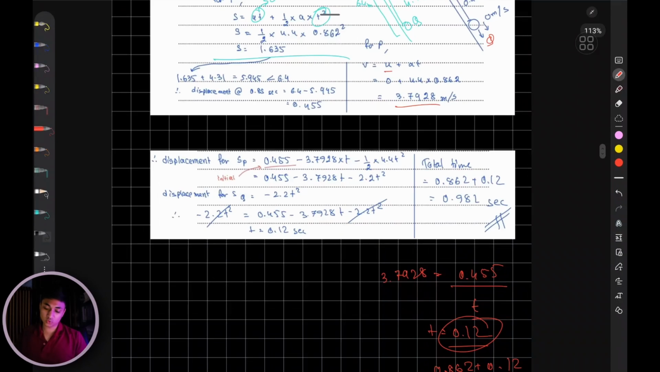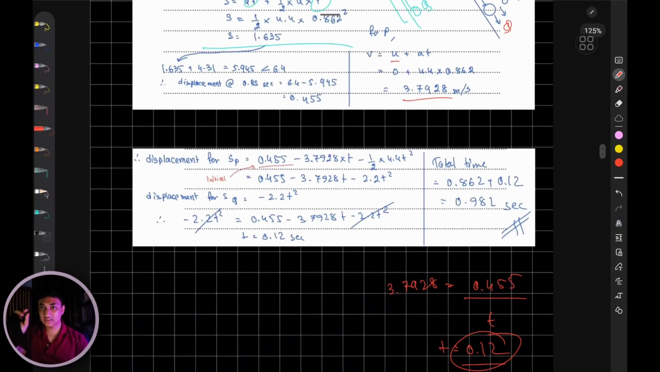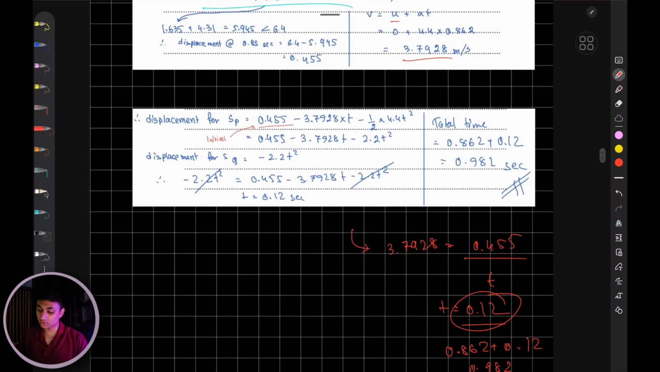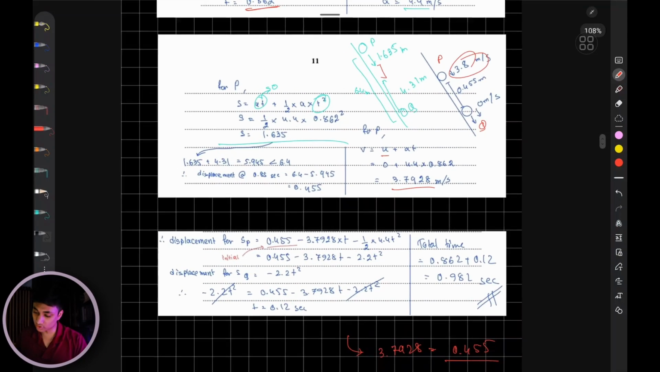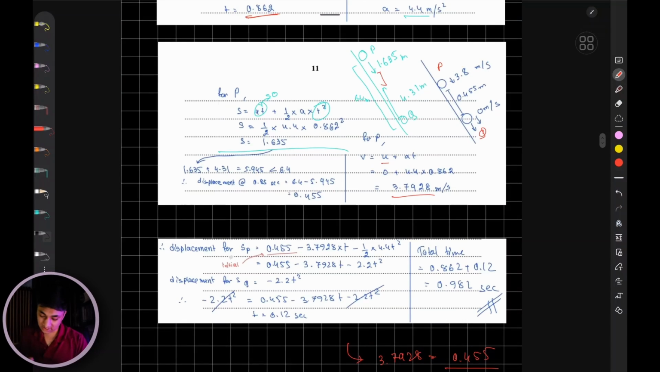So now, if you want to understand how to use it, how to find the extra bit of time using the displacement equation, you can do that as well. But it will distill down to this equation only. So in case of the displacement equation, notice what I'm going to do. For the displacement of P, it's going to be 0.455 minus 3.7928 times T minus half A, that is acceleration, T squared.